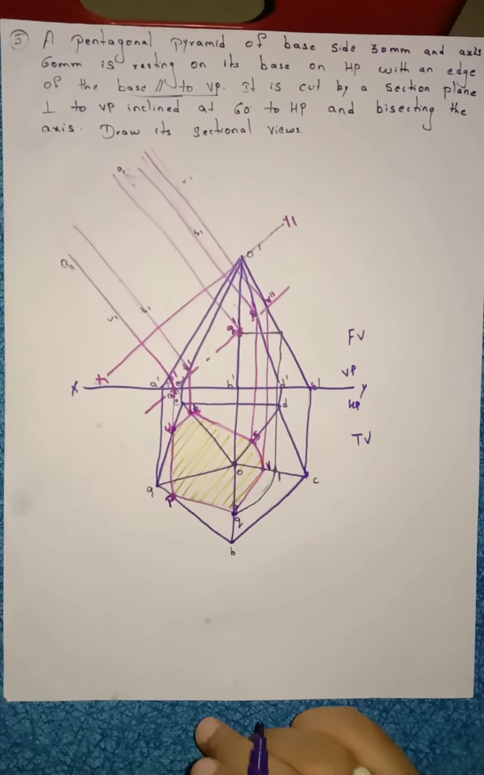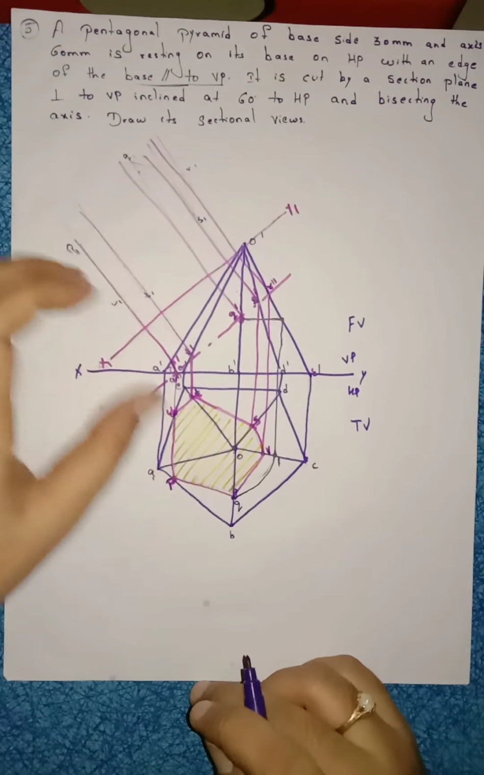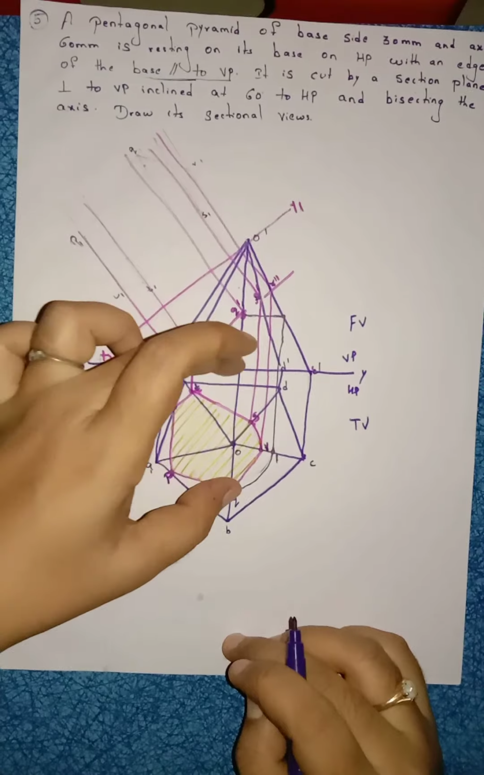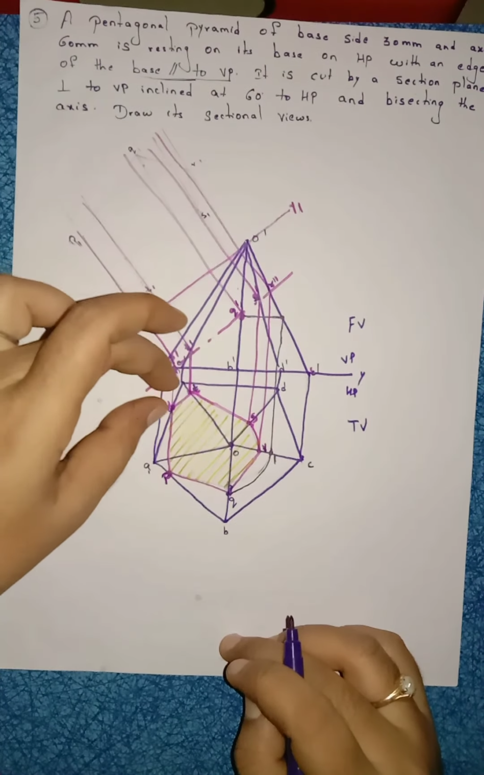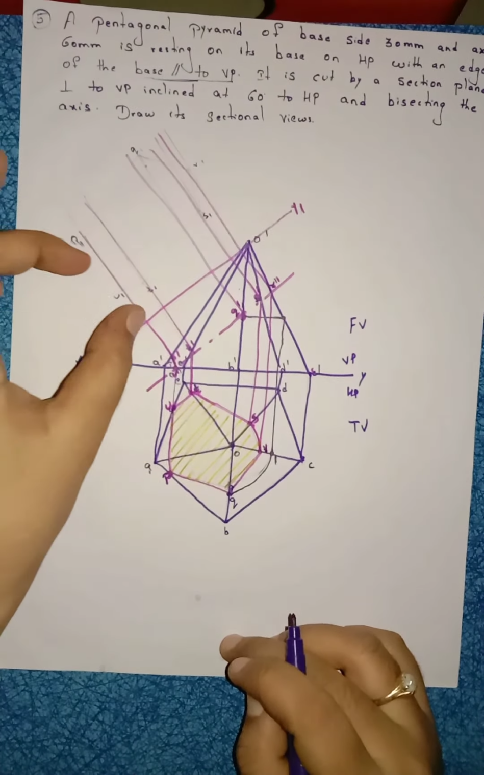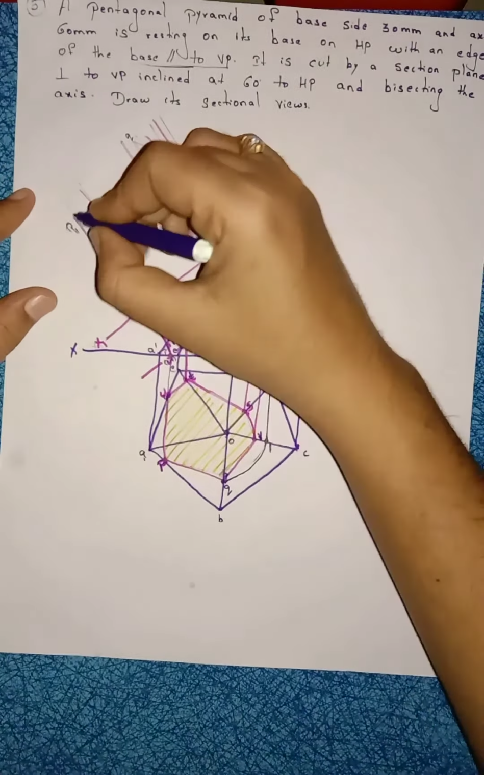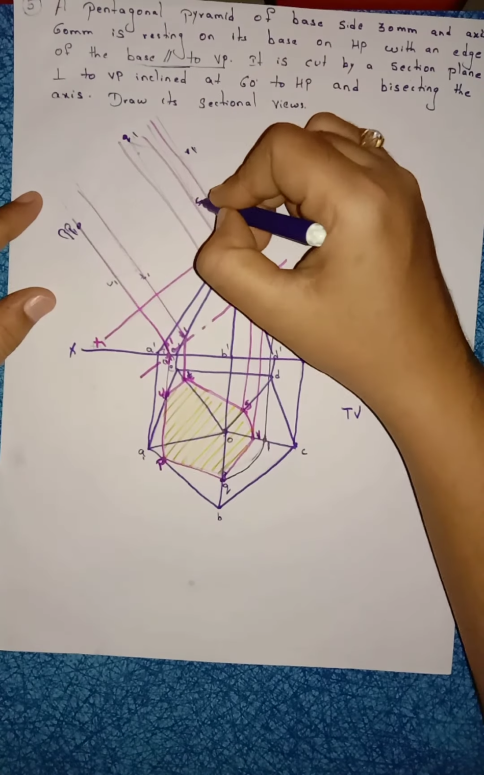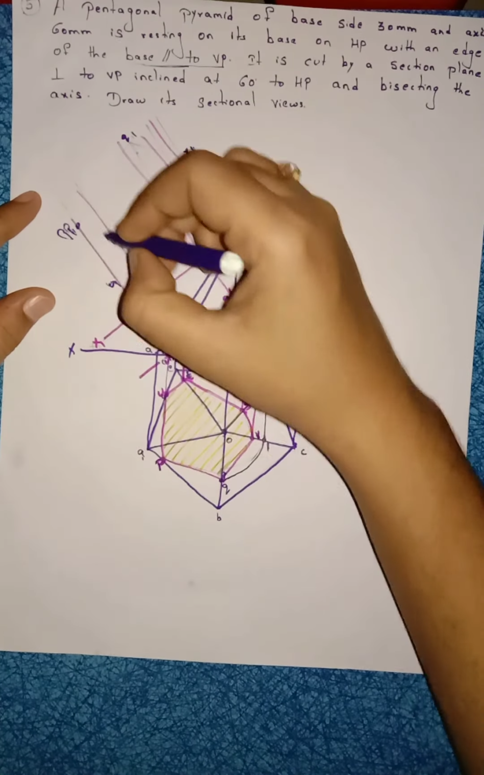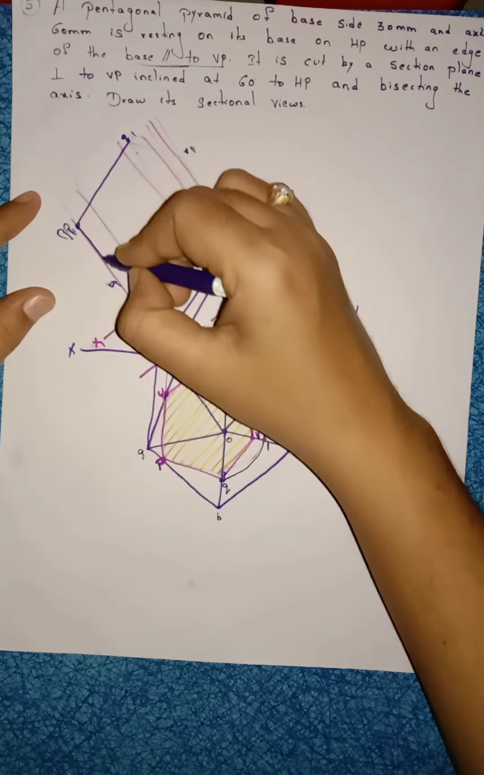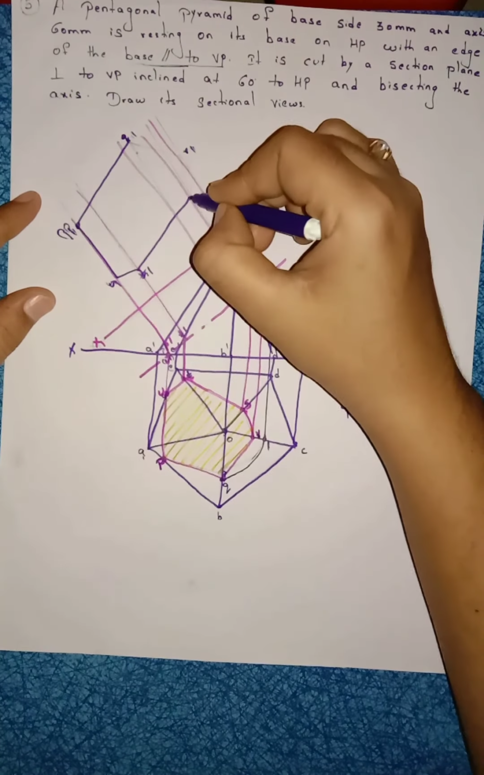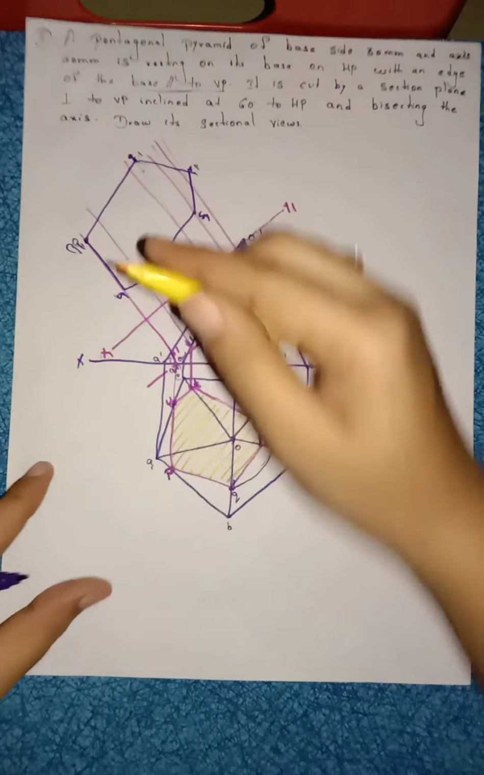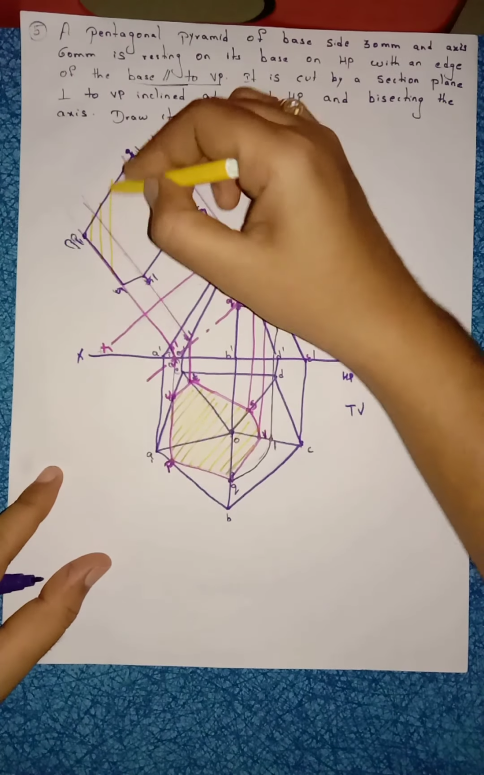What we are doing is, from the reference line to these points, from the reference line to these points. We take the distances of the points P, Q, R, S, T, U from this reference line and mark them from the new reference line. So you will get here P, Q, R, S, T, U. If you join this P, Q, R, S, T, U, you will get the true shape. After getting the true shape, draw the hatching lines.